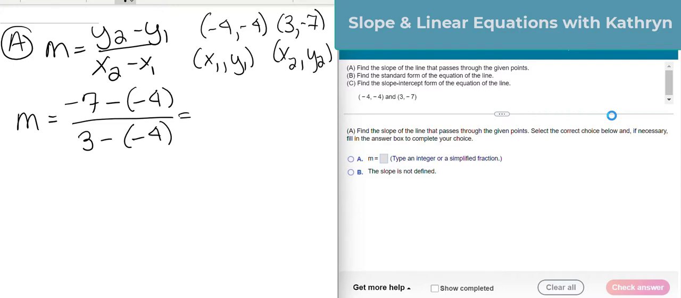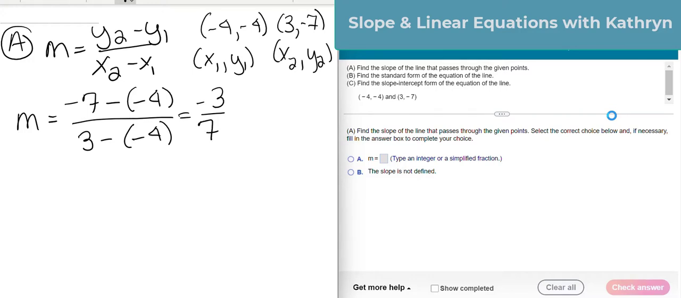-7 minus -4. Well, two negatives make a positive. So this is really -7 plus 4, which is -3. And 3 minus -4, well, two wrongs make a right. Two negatives make a positive. So 3 plus 4 is 7. So right away, we have our slope.